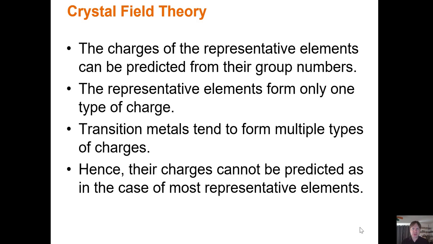So how we are going to explain bonding in complex ions is with a model called the crystal field theory. So a few things related to this in terms of why we're doing this. First of all, we have to understand again that transition metals can form multiple types of charges. They can do lots of things here. So we can't predict their charge the same way that we do with representative elements. So those are just some of the basic background things we need to know before we introduce this theory. And that will end up relating to essentially, as we've discussed earlier, what's going on with the d electrons.